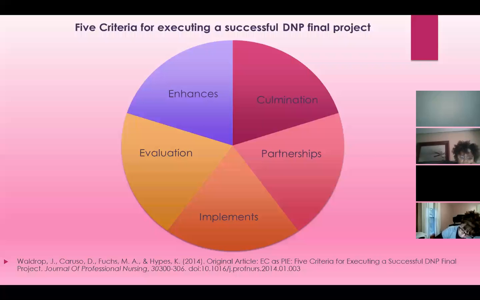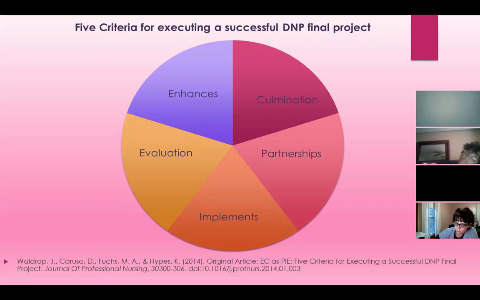All right. And then this is an article that was actually presented by AACN, and it's called ECAPI, 5 criteria for executing a successful DNP final project. I'm not going to go through all the details with this. You can look at this on your own or possibly read the article. It's only a couple pages, but I thought it really gives you some great information and some ideas on projects.